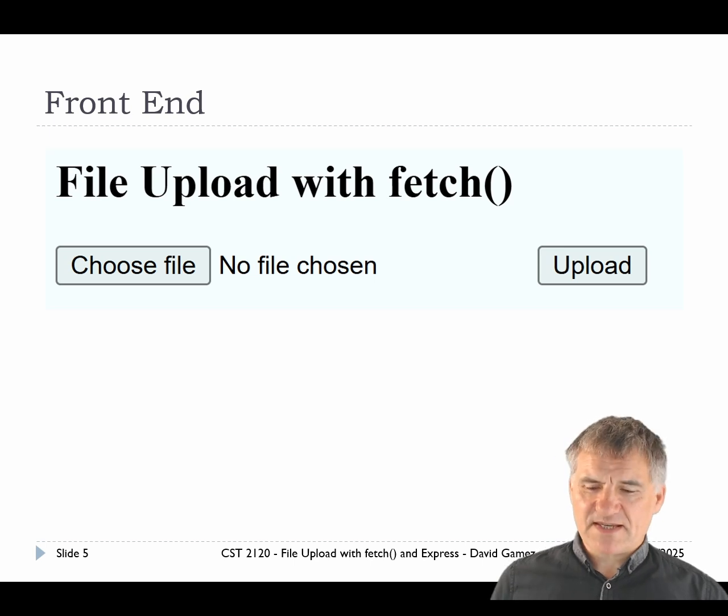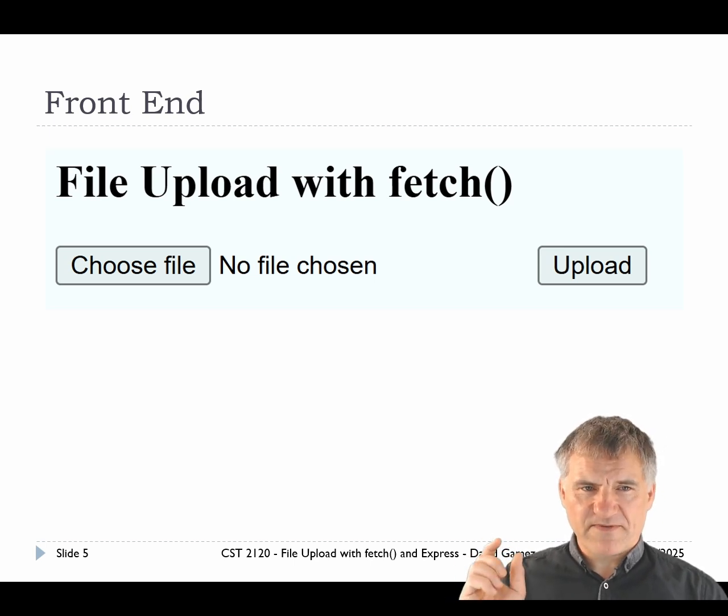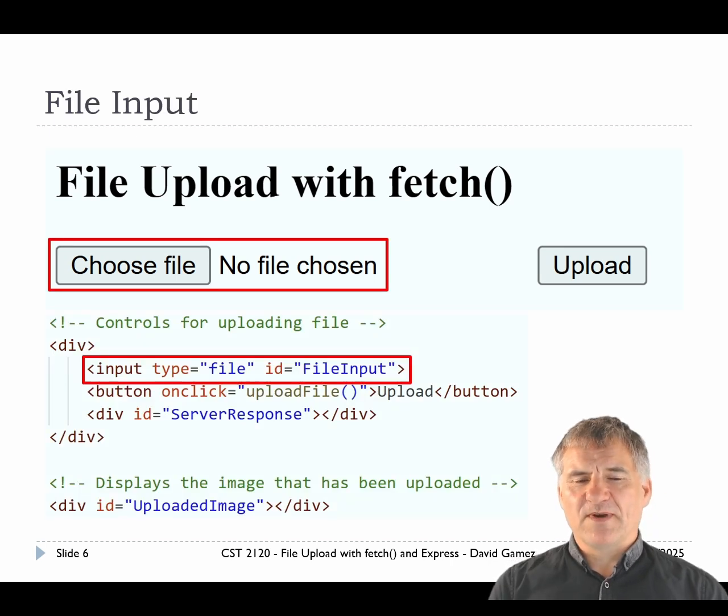So the front end is pretty basic. We've got the input field and a button to trigger the upload. So for the input field, all we need is an input type file. We don't need a form around this at all. I recommend you don't have a form around it. It can make life easier. So just a simple input field, type file.